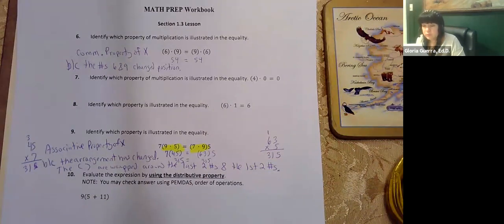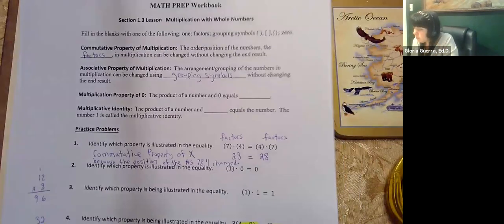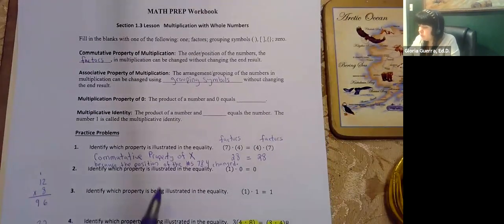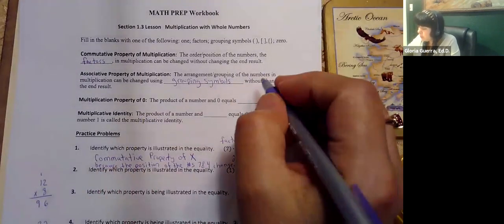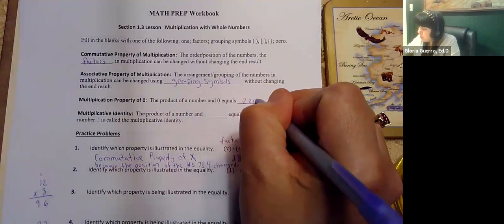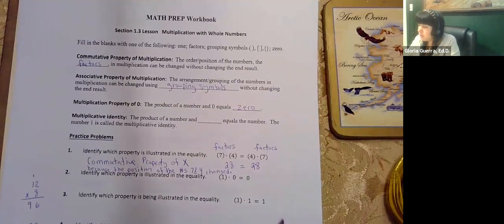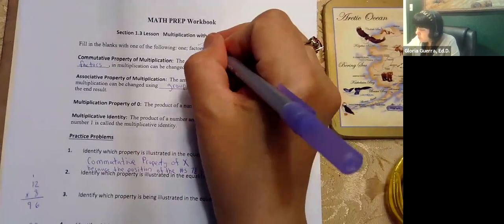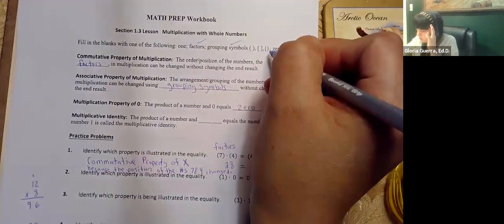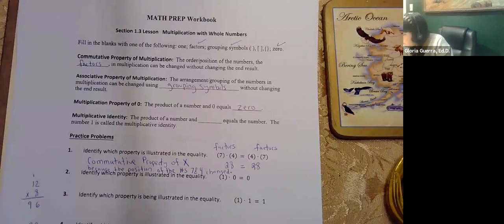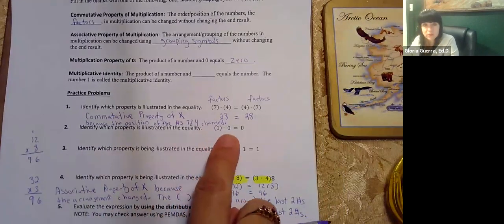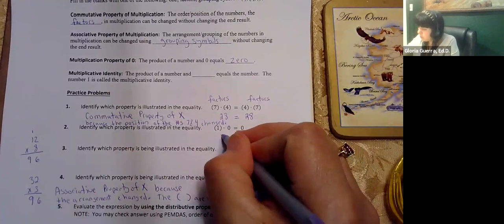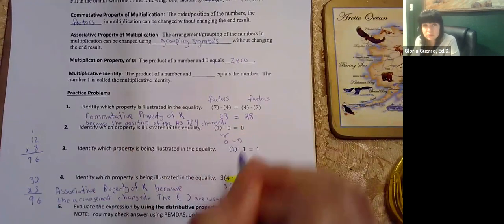Okay, next vocabulary word is multiplication property of 0. So that says that the product of a number and 0 equals 0. So I'm getting the choices from up here. See these answer choices up here? So yeah, we already used factors, we already used grouping symbols, and now we're using 0. So the product of a number and 0 equals 0. Yeah, so any number times 0 is equal to 0. So it looks like we see that on number 2. See right here, 1 times 0 equals 0. So yeah, 1 times 0 is 0, and 0 does equal 0.